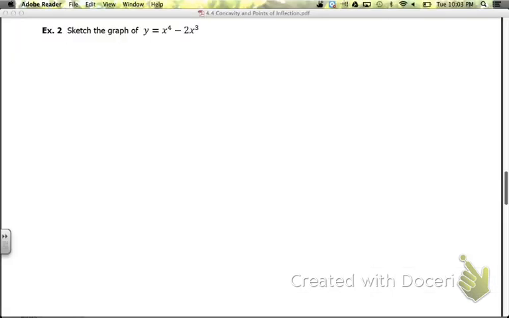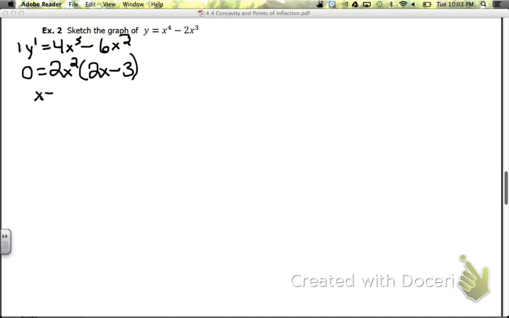So our next example, we want to sketch a graph of y equals x to the power of 4 minus 2x cubed. First step, we need to find our first and second derivatives. The first derivative will be equal to 4x cubed minus 6x squared. We'll set this equal to 0 and factor out a 2x squared, and what we'll be left with is 2x minus 3. So we have x equals 0 and x equals 3/2. These are our critical points.